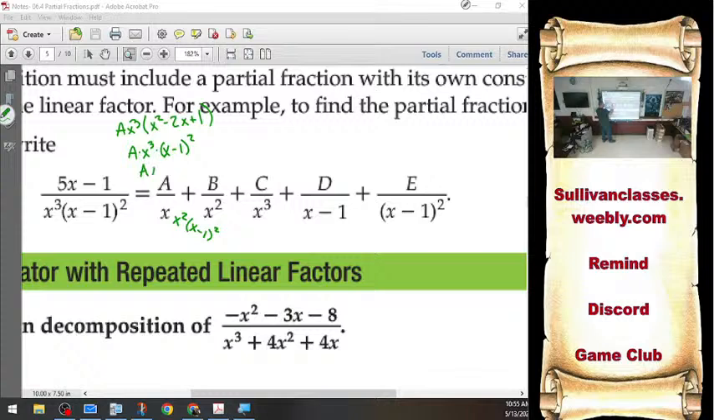Meaning I'm going to have ax to the fifth minus 2ax to the third plus ax to the fourth to the third. Which means to the fifth, to the fourth, to the third, to the second, to the first, and constant. 6 variable system.